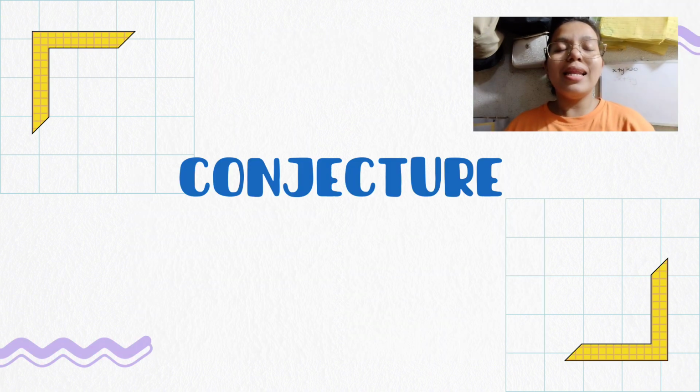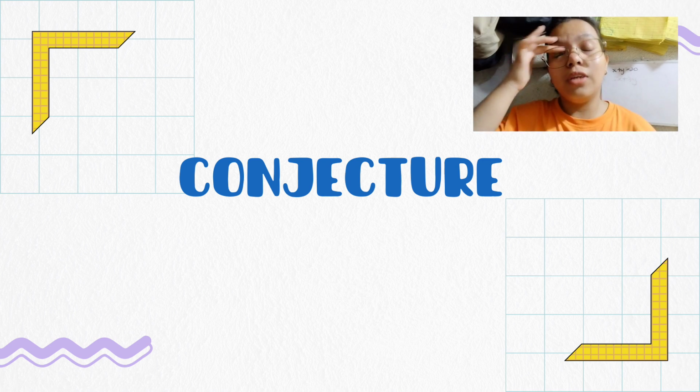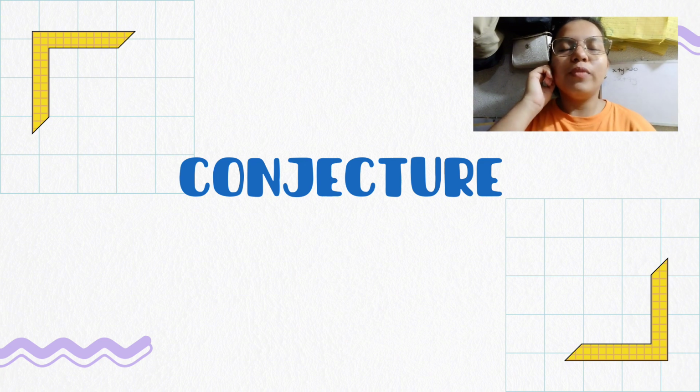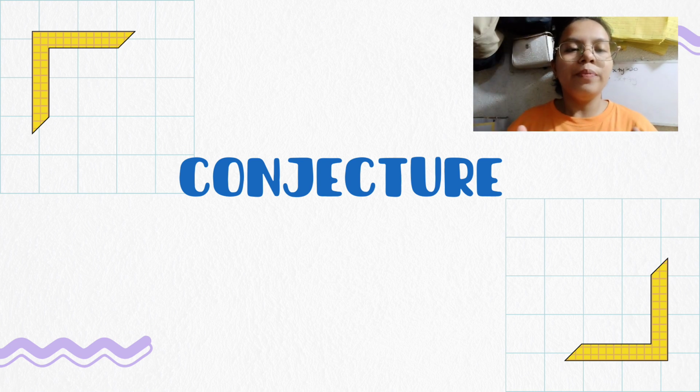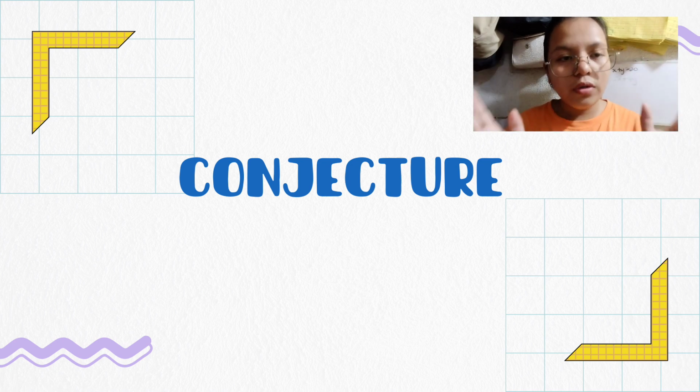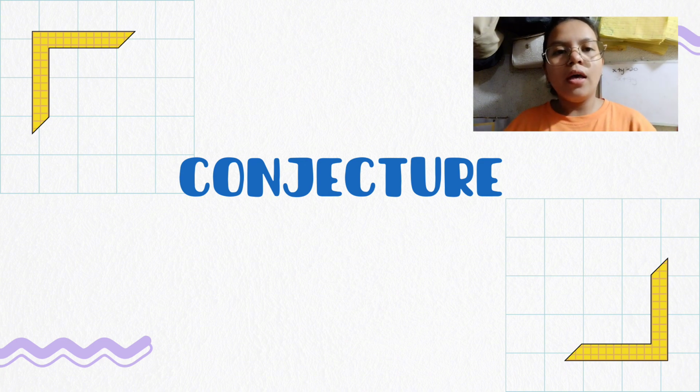And to the last part of this session, the conjecture. In real world scenarios where linear systems of equations are used to model relationships between variables, the solution to the system represents a point of intersection that satisfies all the equations and corresponds to the meaningful solution in the context of the problem.